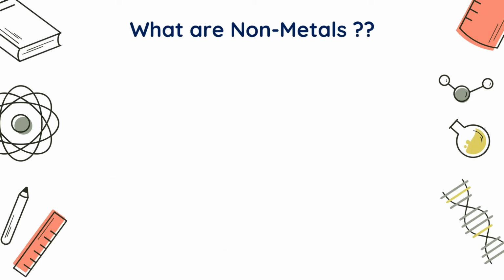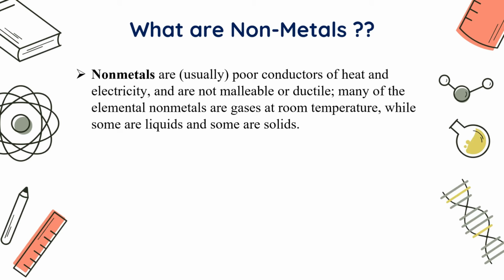Now, what are non-metals? Non-metals are exactly the opposite of metals. As I told you earlier, metals are good conductors of electricity and heat. But in the case of non-metals, it is the opposite. We are going to learn more about this in future videos. But for now, you have to memorize that non-metals are poor conductors and metals are good conductors. They also do not have the property of malleability or ductility.